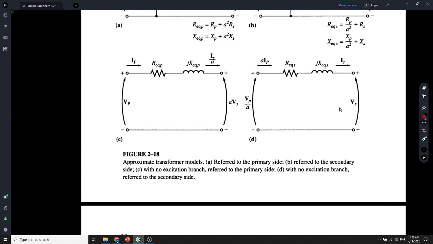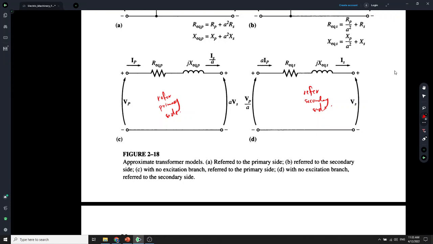So then we can remove it. We can just ignore the junction already. So it becomes like this, it will be like this only. This one is referred to the primary side, and this one is referred to the secondary side.